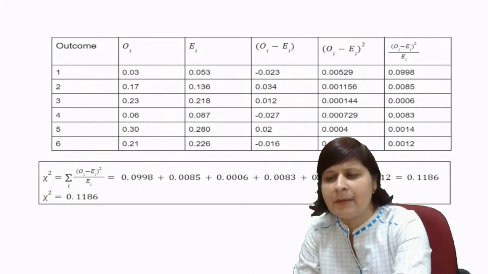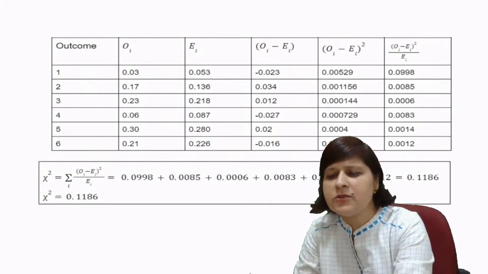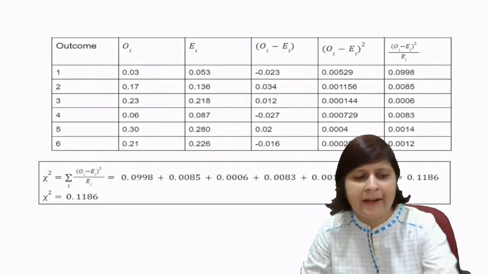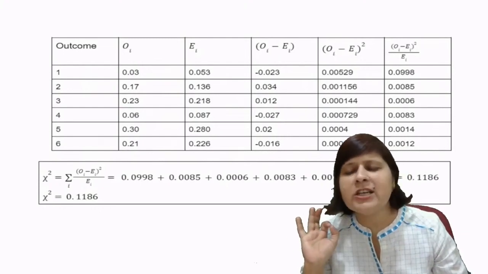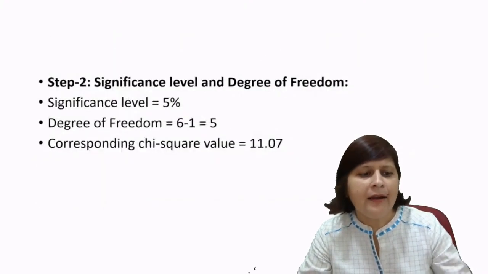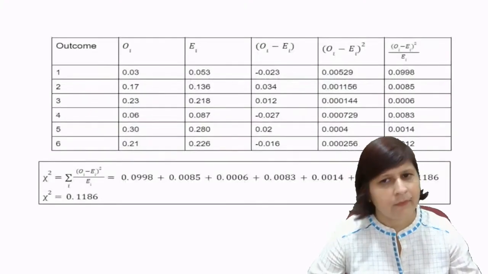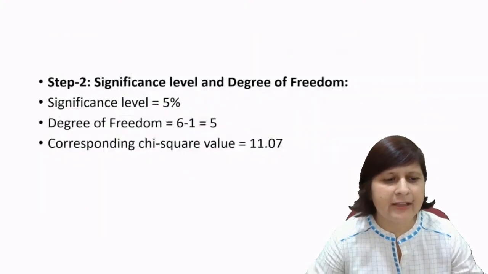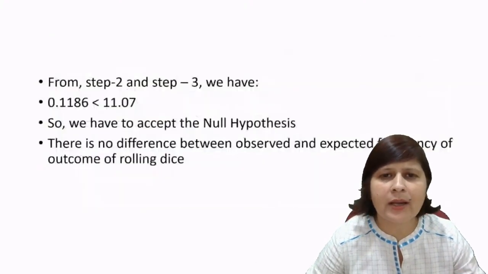Now I sum 0.0998 plus 0.085 plus 0.006 plus 0.0083 plus 0.0014 and so on, and it comes out to be 0.1186. The value of chi-square is 0.1186. So now I have the chi-square test value, and the corresponding critical value is 11.07, at 5 degrees of freedom and 95% confidence level.